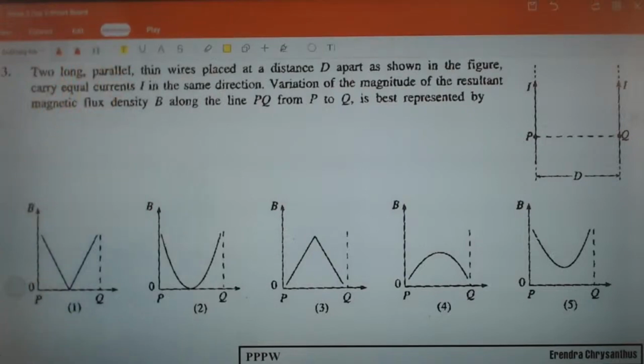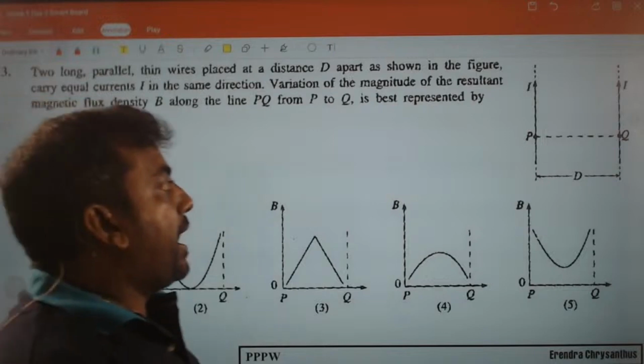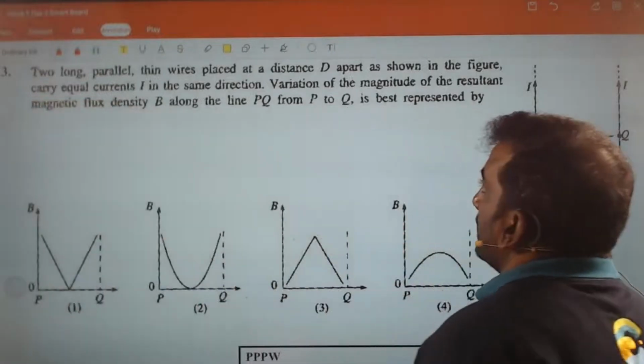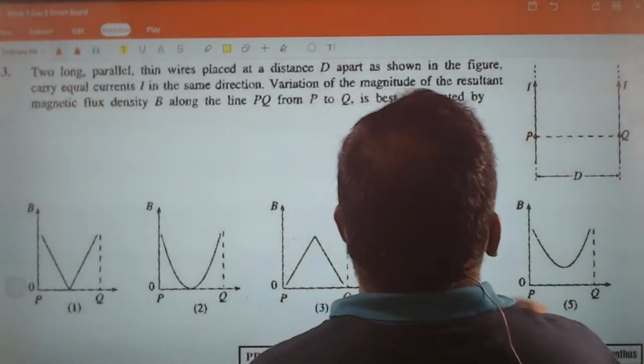Okay, Biot-Savart. Two long parallel thin wires placed at a distance d apart is shown in the figure, carrying equal currents I.